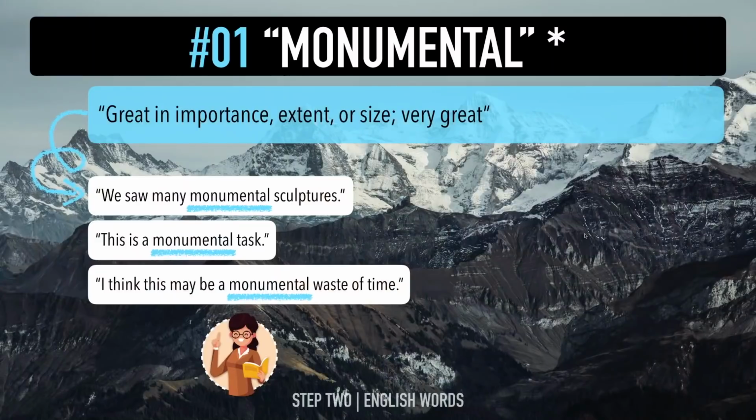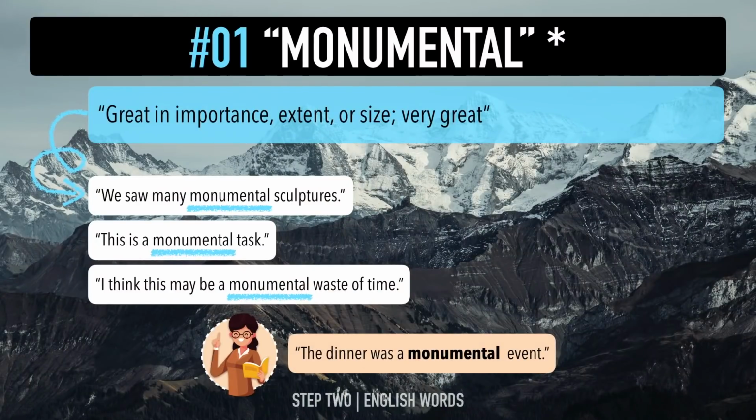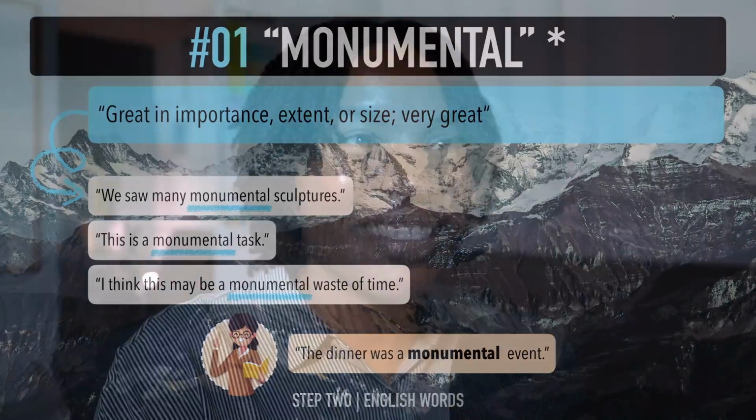So how can I use it to speak about this dinner we put on for our Korean teachers? Here we go. I can say it like this. The dinner was a monumental event. Makes sense, right? It was a huge event. It was really important. You got it, right?